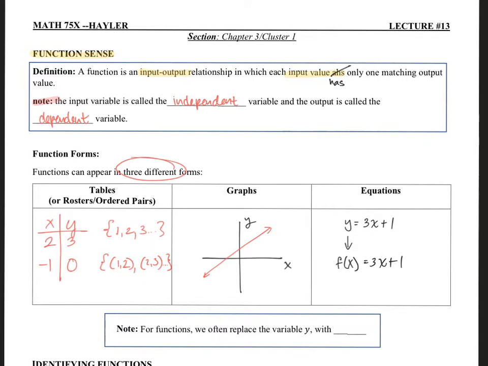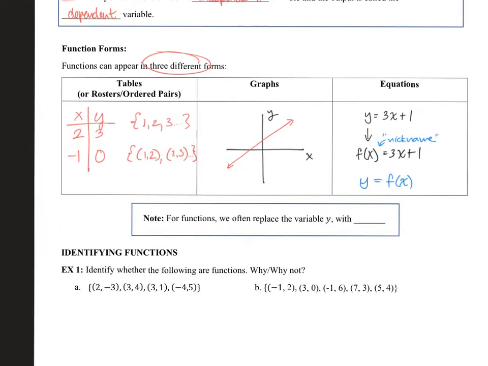So remember, f of x is a nickname for y. y is the same thing as f of x. They're nicknames. Okay? That is a very casual way of putting it. So, note, for functions we often replace the variable y with, as I said before, f of x. Very important to remember. And f of x is generic. Sometimes you might see g of x or h of x. But whenever you see that notation, you know that it's saying your equation is a function.